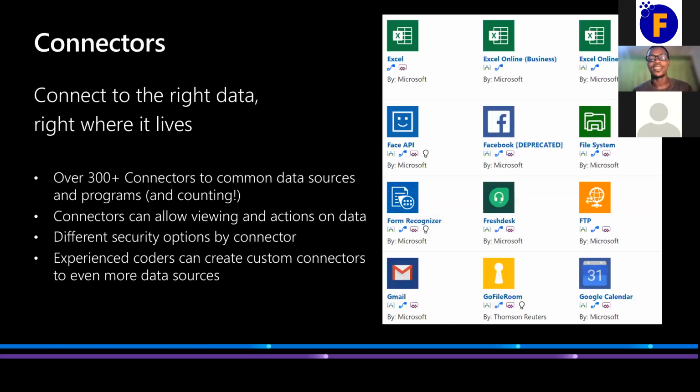And the connectors. In Albert's slides, we saw something like connectors. He mentioned connectors for Power Automate. Power Apps also has connectors. These are the connectors. We have over 300 plus connectors in Power Apps. There are a lot more than that. We have Excel, which we'll be using to create an app today.